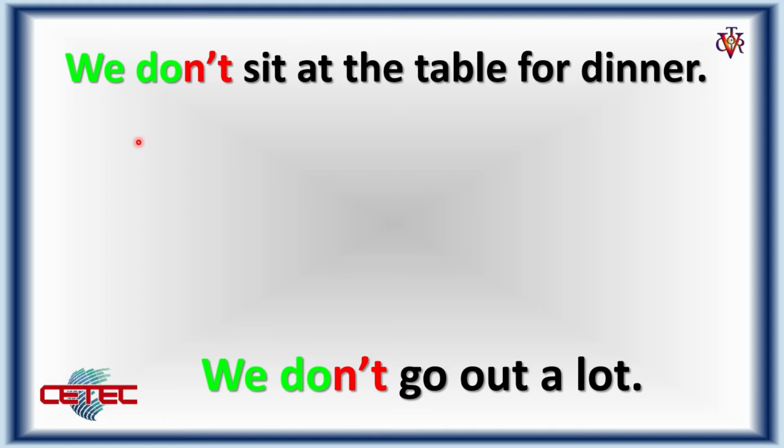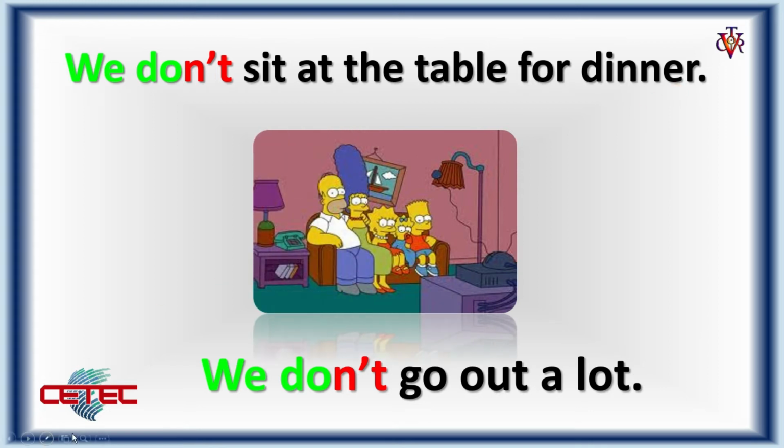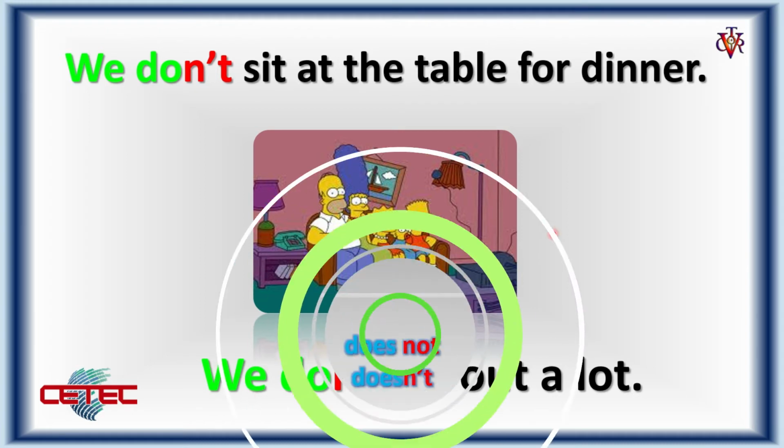Now, let's see another example. We don't sit at a table for dinner. We don't go out a lot. Here, it's a clear example of how we can use we. That means a big company or a family, or people that are included. We don't sit. It is the verb. At a table for dinner. We don't go out a lot. The verb go, the auxiliary don't, and my subject we.